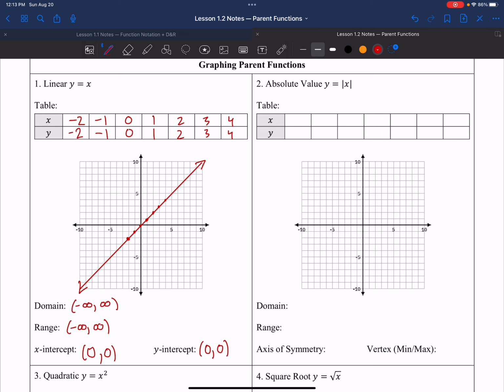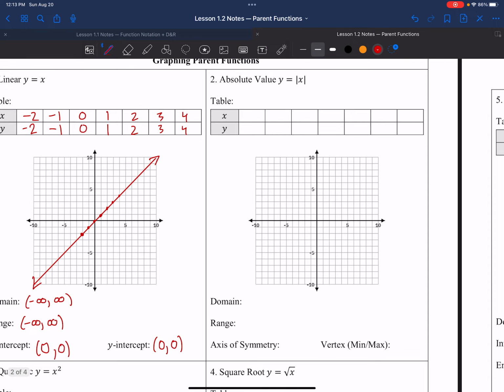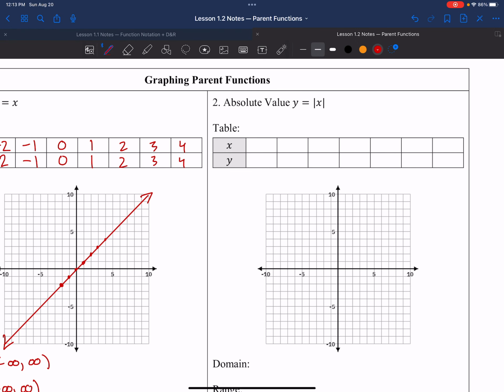Now, I'm walking through this because maybe you missed class, okay? So we go to absolute value. Well, I hope you've seen the absolute value sign before. If not, that's okay. Here's a quick definition.